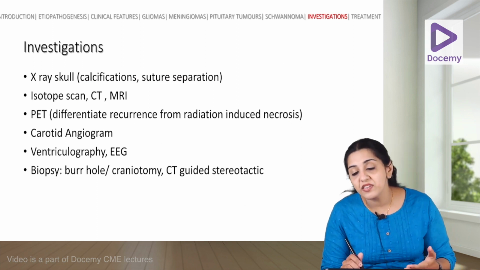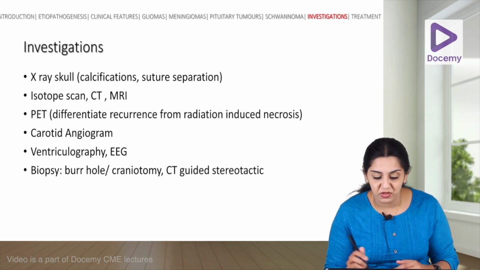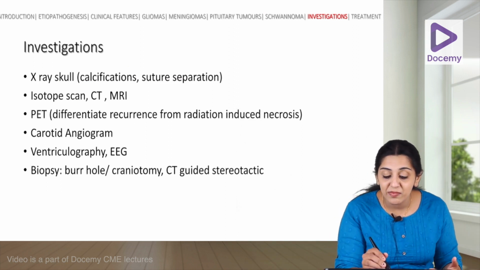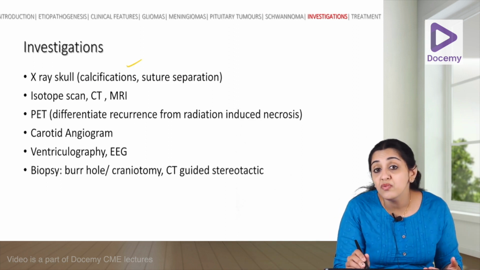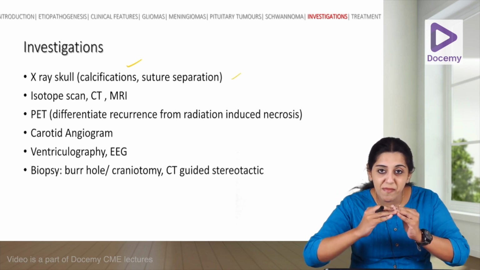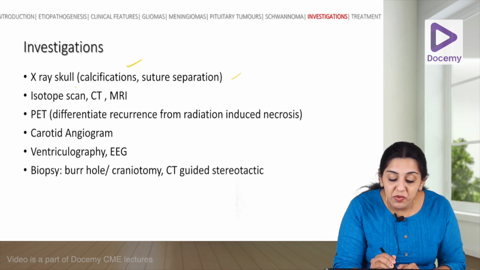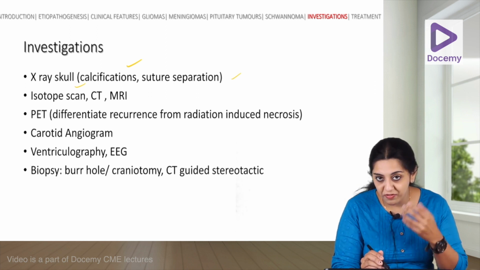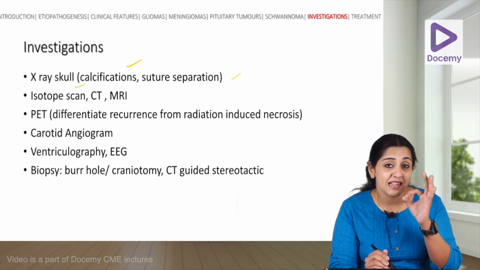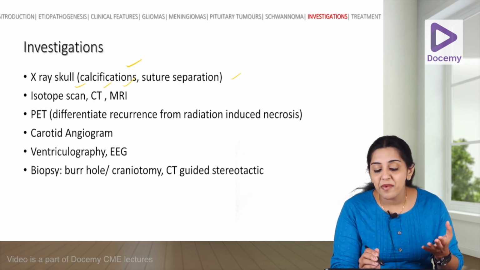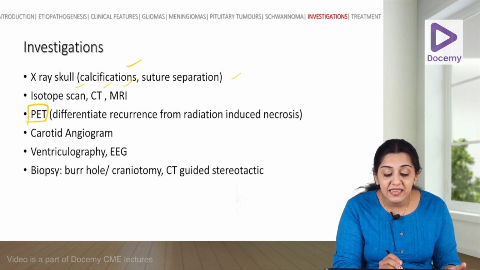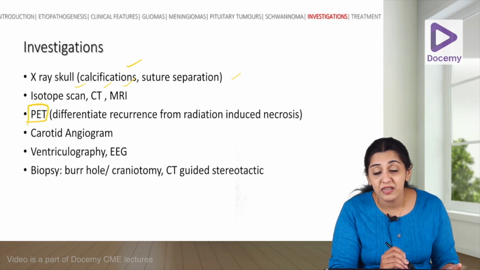Now, what are the investigations you need to do for any brain tumor? Of course, we will start from the basic, that is X-rays. X-rays may show calcifications and suture separation depending on the extent of the tumor. The sutures may be broken off. Then we can do an isotope scan to find the functional aspect of it and to get a clear-cut idea of the extent and site of the tumor. CT and MRI are the common ones which we do for all kind of tumors. PET scan, positron emission scan.